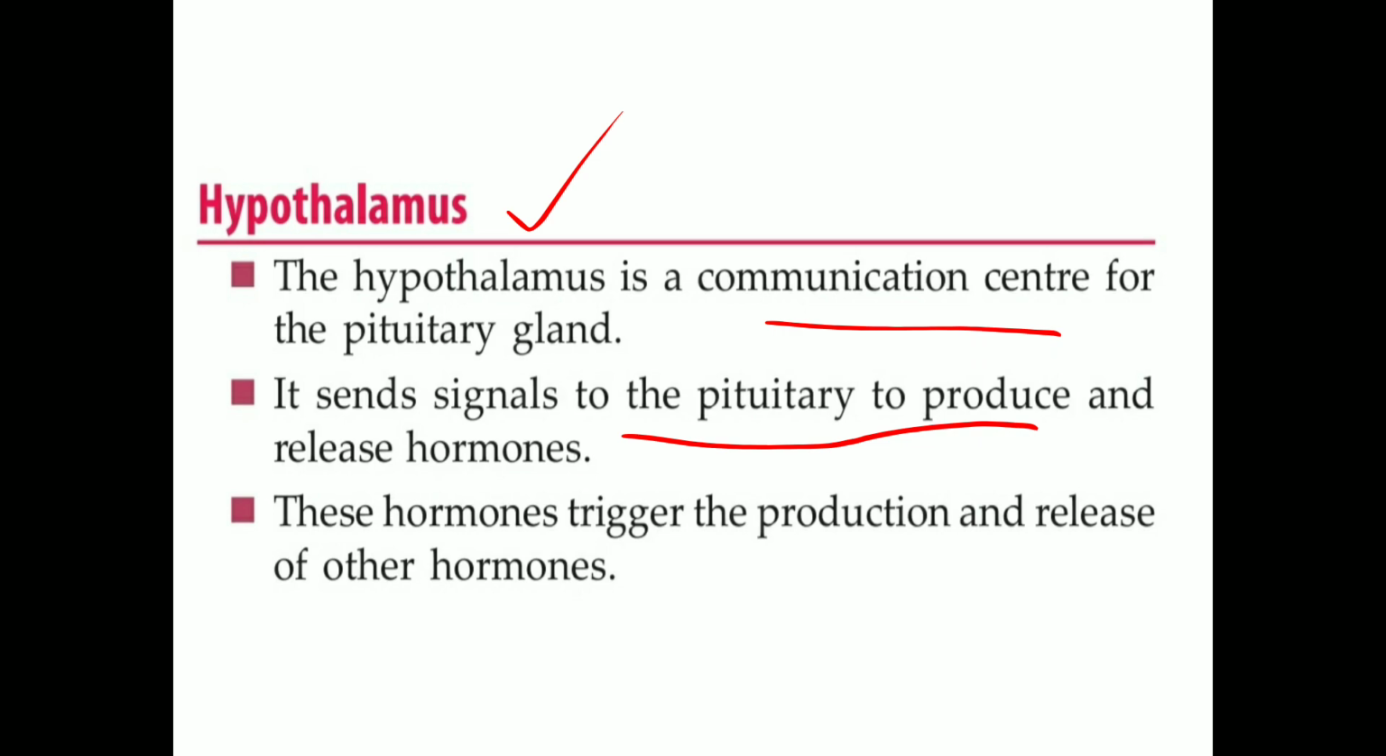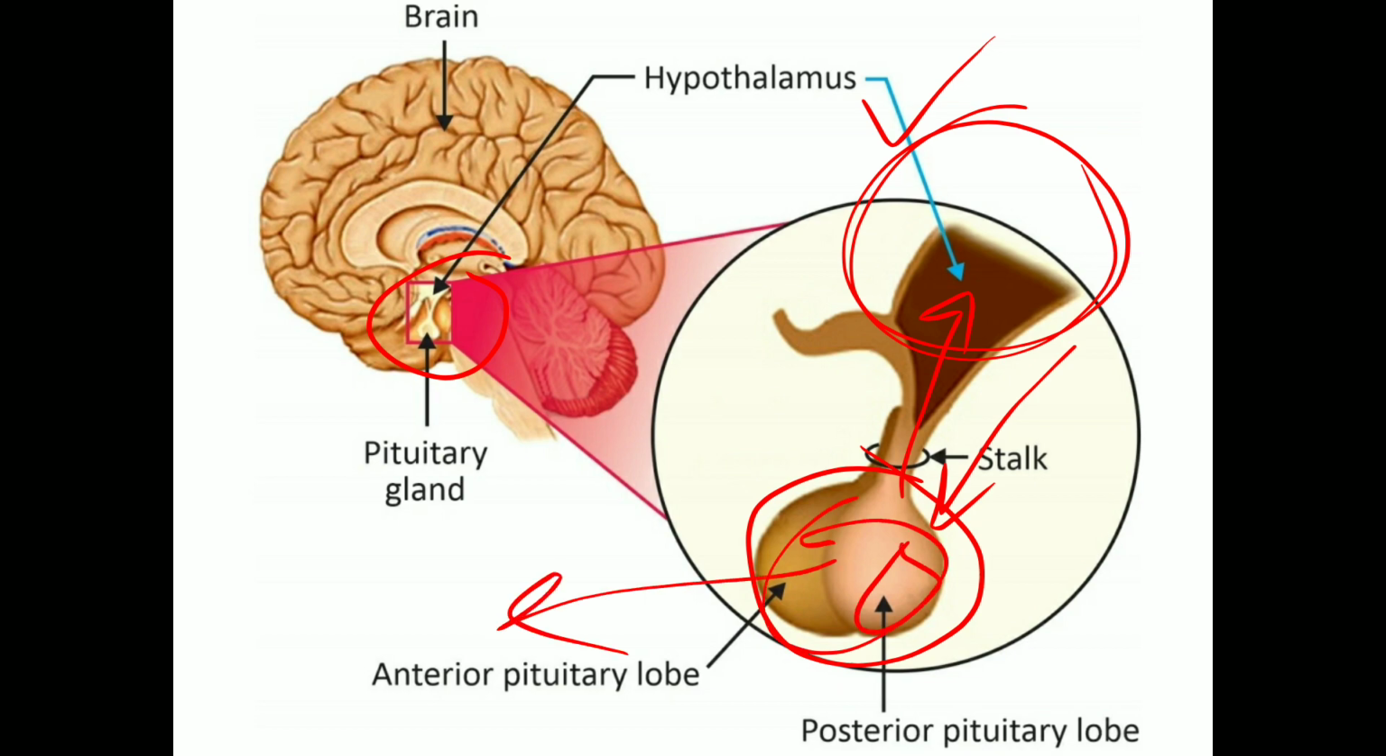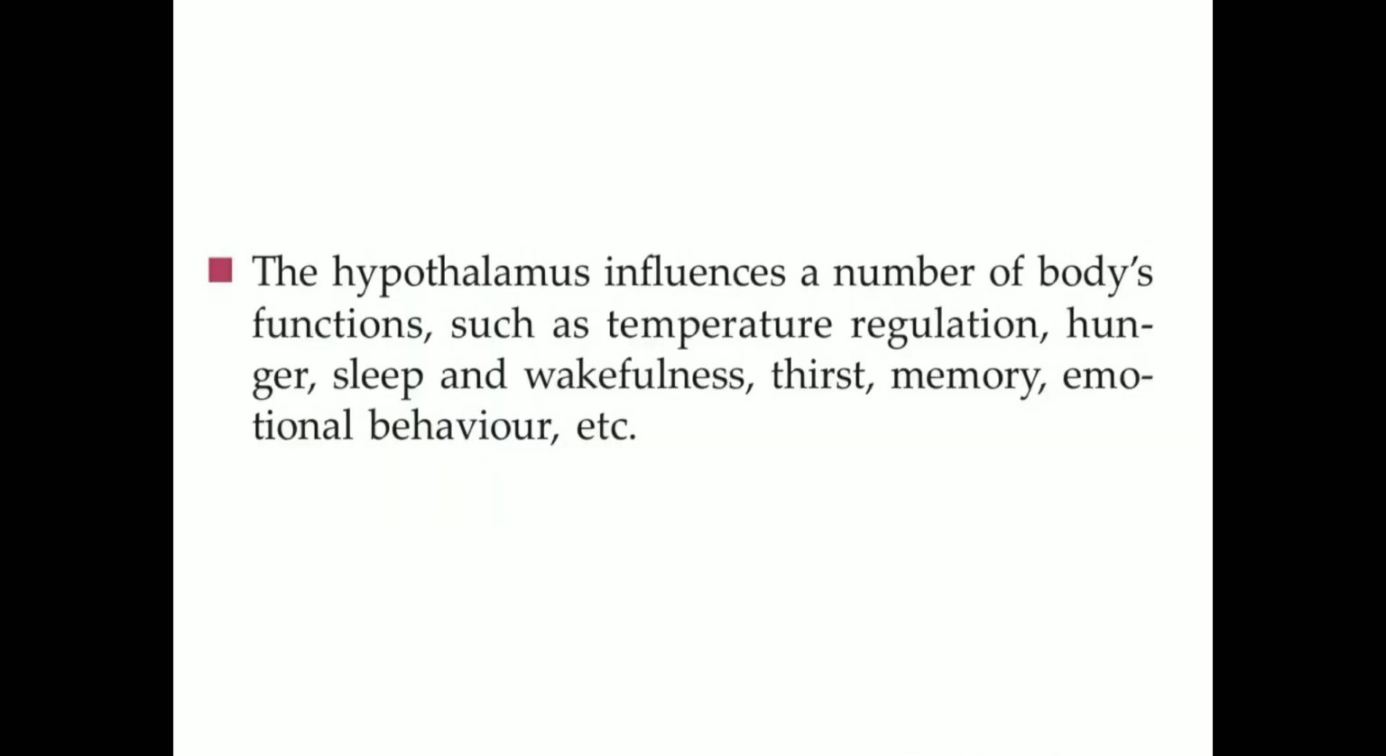The hormones of the hypothalamus will stimulate the pituitary gland, and the hormones of the pituitary gland will control other hormones from other endocrine glands. Hence it is called master endocrine gland. Hypothalamus will control the pituitary gland, and pituitary gland will control all other glands. Hence the pituitary gland is called master endocrine gland.